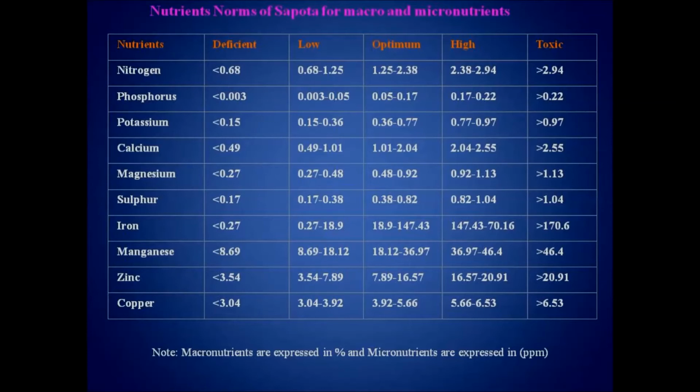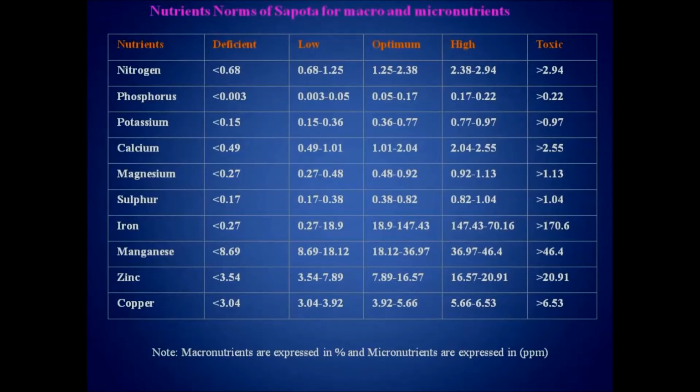These are the nutrients. For 10 nutrients I developed the nutrient norms: nitrogen, phosphorus, potassium, calcium, magnesium, sulfur, iron, manganese, zinc and copper. Macronutrients are nitrogen, phosphorus, potassium, calcium, magnesium and sulfur. These macronutrients are expressed in percentage, and iron, manganese, zinc and copper are expressed in ppm.